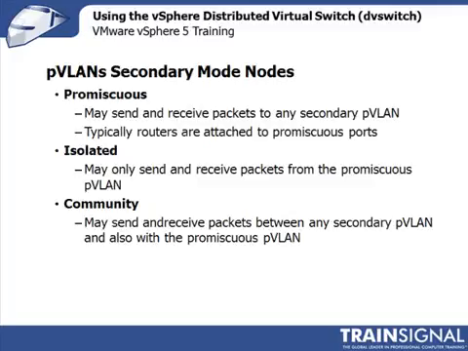Now, a community means that you can have 2, 3, 4 multiple hosts in that community that can talk to each other and also can talk to the promiscuous port. Now, the community can also send packets to any other community secondary private VLAN. So if there are multiple secondary private VLANs that are community, then they can talk to each other, and obviously they can talk to hosts that are part of their community and with the promiscuous port.